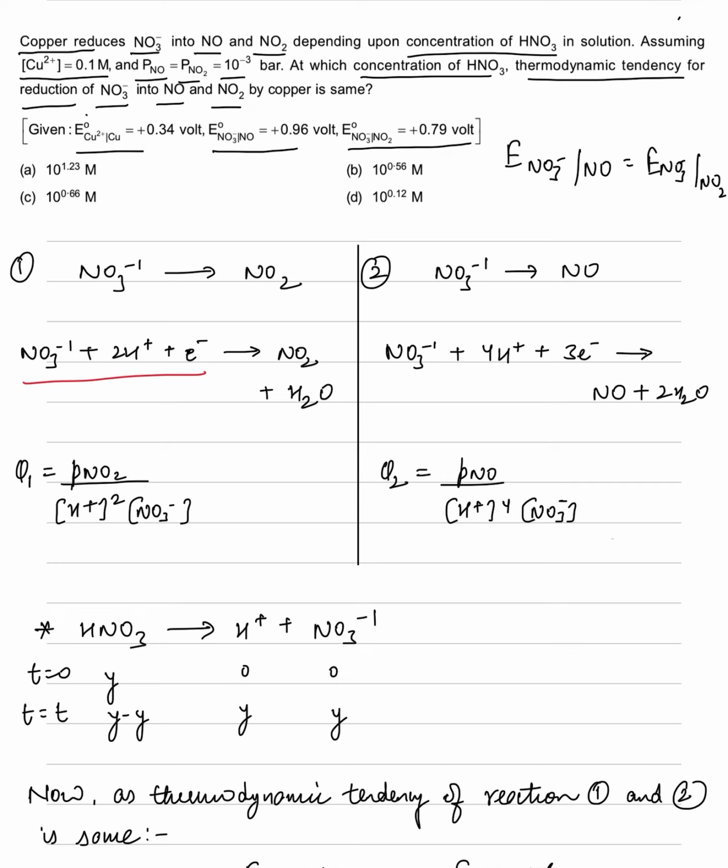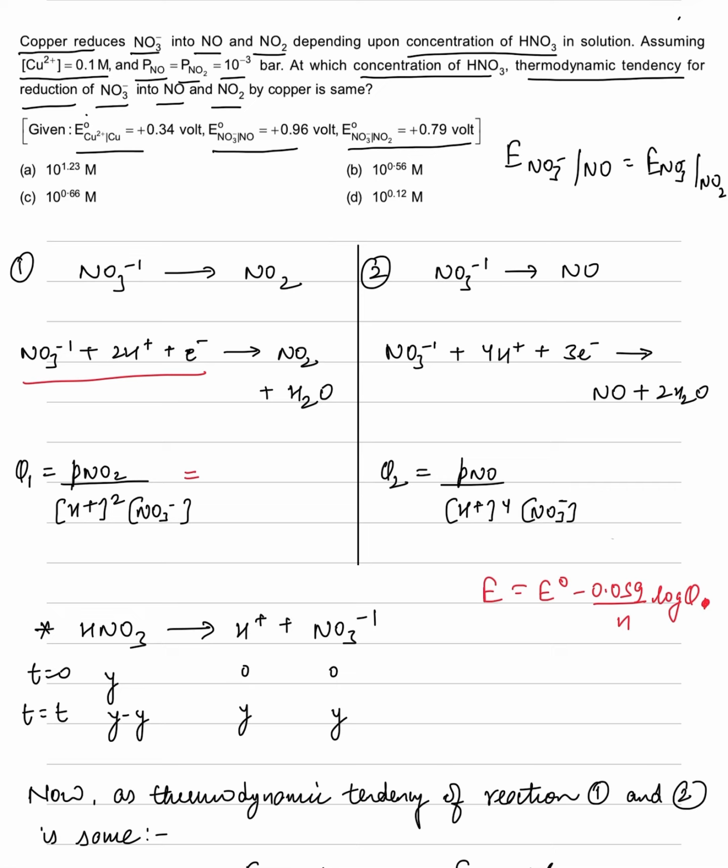right? What is the Nernst equation? The Nernst equation is basically E is equal to E naught minus 0.059 upon n, where 0.059 can be taken as 0.06, and n is the n factor of the equation, times log of Q1, where Q is the reaction quotient, right? So for the first reaction, what is the reaction quotient Q1? It is equal to the partial pressure of NO2 divided by H+ squared into nitrate ion.